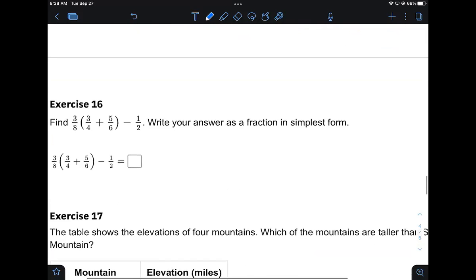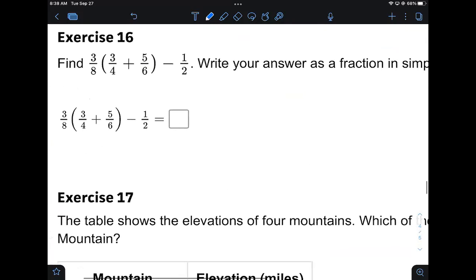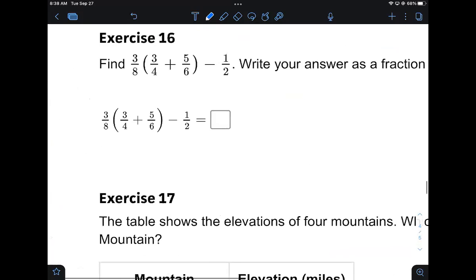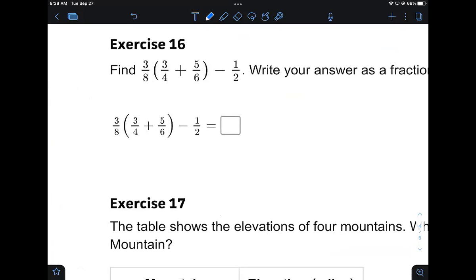All right, number 16, it's a lot. 3/8 times the quantity 3/4 plus 5/6, written in parentheses, minus a half. Number 16 is going to take quite a bit of work. It's like 3 problems in one. So I'm going to use the order of operations as I do with every math problem. Parentheses, exponents, multiply and divide, add and subtract. PEMDAS, please excuse my dear Aunt Sally.